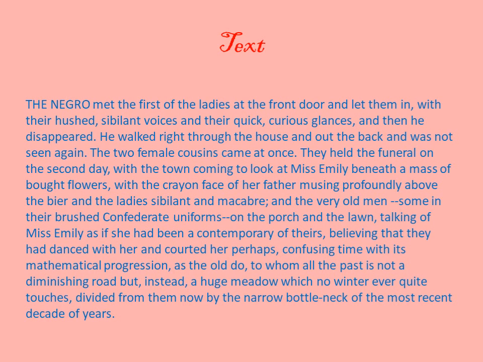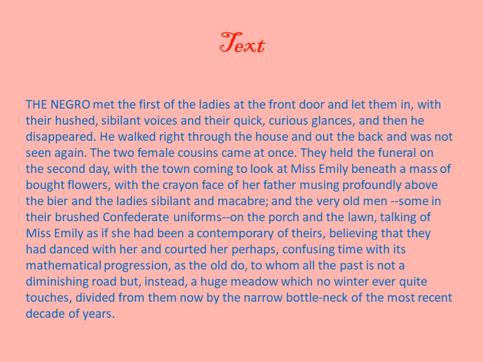They held a funeral on the second day, with the town coming to look at Miss Emily beneath the mass of bought flowers, with the crayon face of her father, musing profoundly above the bier, and the ladies sibilant and macabre, and the very old men, some in their brushed Confederate uniforms, on the porch and lawn, talking of Miss Emily as if she had been a contemporary of theirs, believing that they had danced with her and courted her perhaps, confusing time with its mathematical progression as the old do.